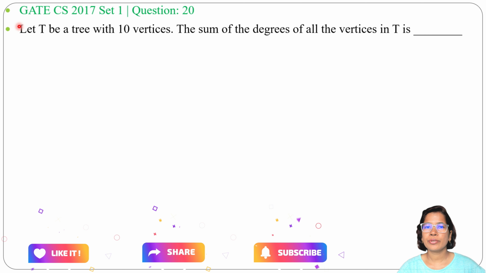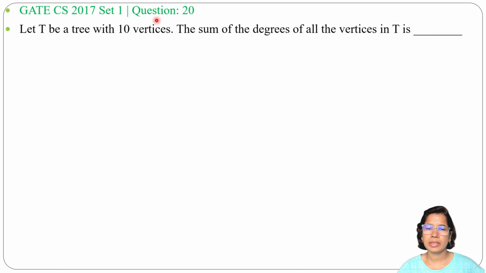Let's solve one previous question of graph theory. This question was asked in GATE CS 2017 set 1 question number 20. Let T be a tree with 10 vertices. The sum of the degree of all the vertices in T is dash.